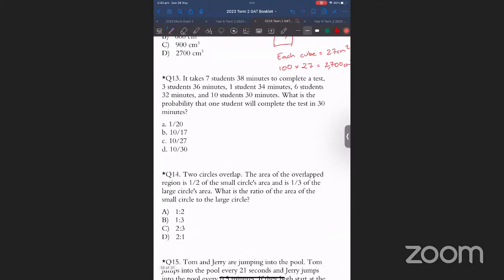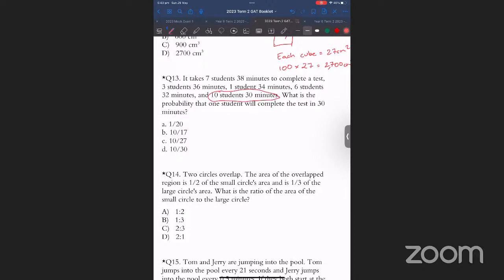Question number 13. It takes 7 students 38 minutes to complete a test, 3 students 36 minutes, 1 student 34 minutes, 6 students 32 minutes, and 10 students 30 minutes. What is the probability that 1 student will complete the test in 30 minutes? So essentially, we just know that there's only 10 kids that complete the test in 30 minutes, correct?